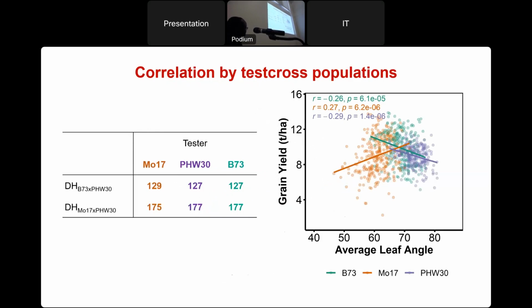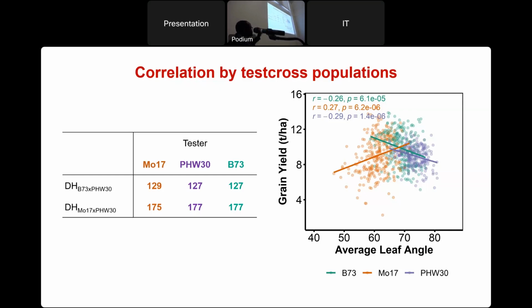First, we looked at the 3 different test cross populations that we have. When we look at the correlation within each population, we can see that on the left side, we have the hybrids from the Mo17 tester, where the cloud is on the left, so lower leaf angle, meaning more flat leaves. We see that higher leaf angle is associated with higher grain yields in this case. And if we look at the other 2, where the testers have mostly upright leaves, we are seeing a negative trend. So that is what was creating that pattern that was seen earlier.